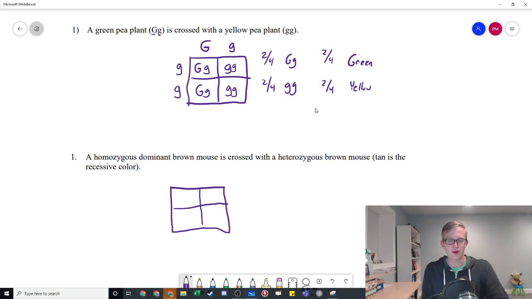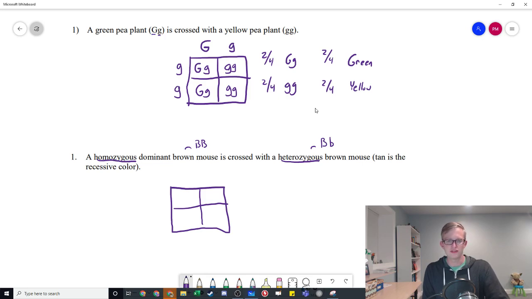So because we're talking about brown versus tan, the normal naming structure, just like up here where big G was green and little g was yellow, applies. If we have a homozygous dominant brown mouse, which means 2 of the same, that's going to be big B, big B. And heterozygous means 1 of each, a dominant and a recessive trait. So a heterozygous brown mouse is going to be big B, little b, because it has 1 dominant allele and 1 recessive allele, and that lowercase b represents the tan color.